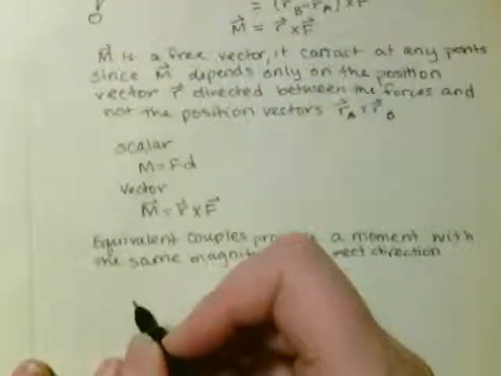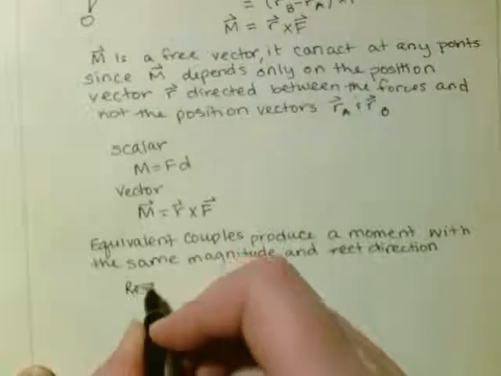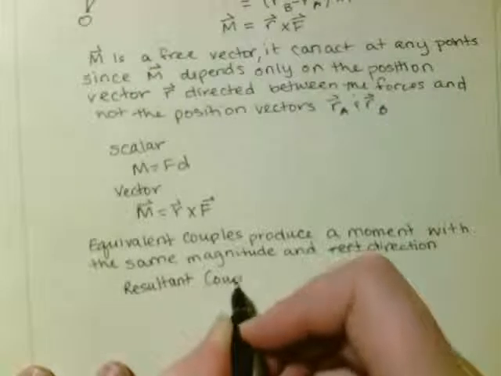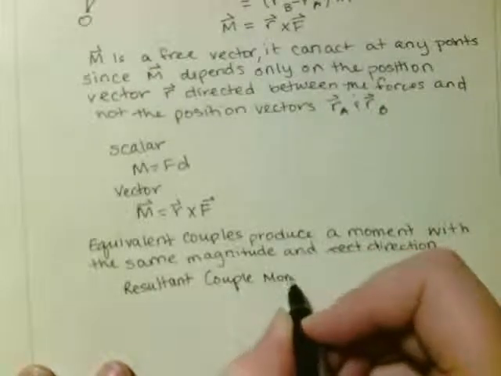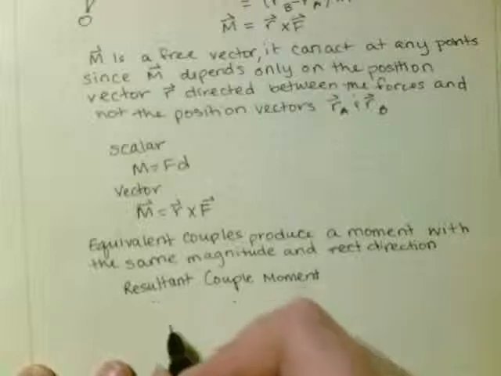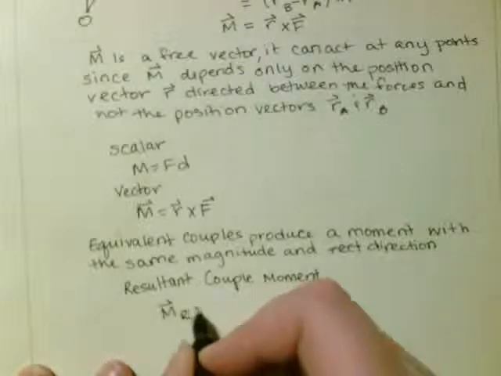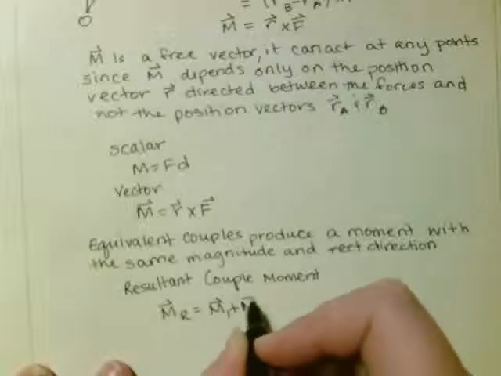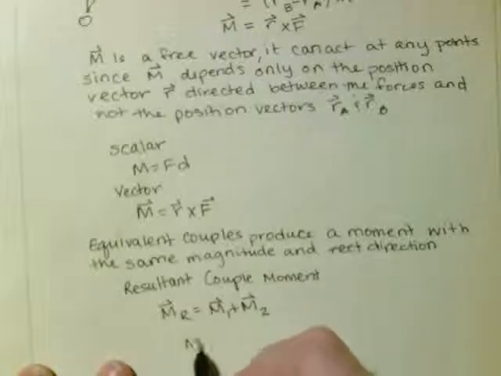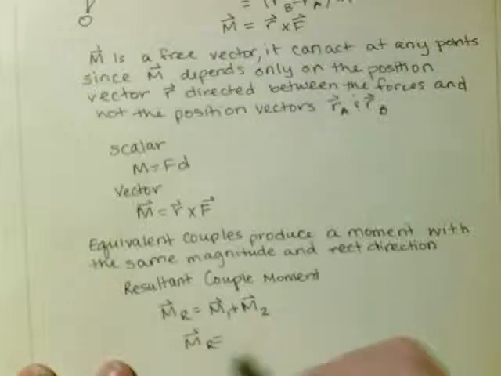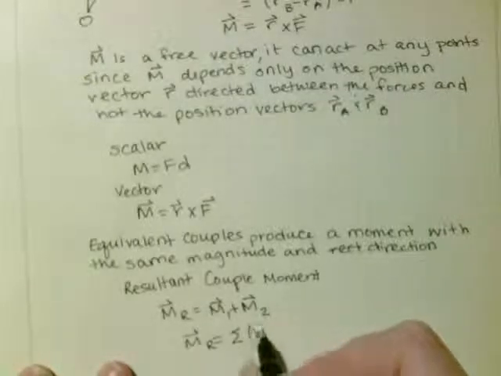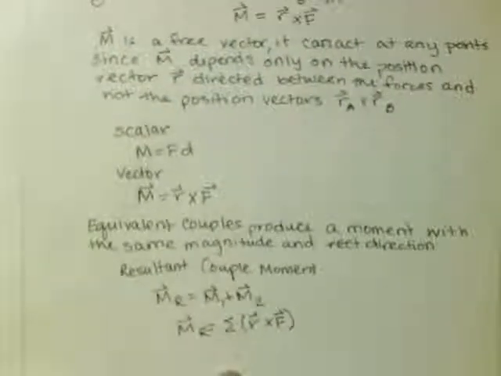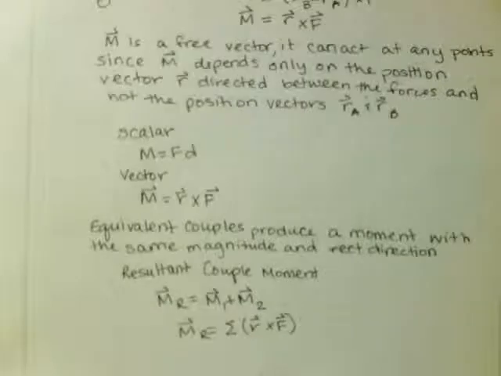And then we can find a resultant couple moment by adding each force's moments. So it's the same as any other moment. The resultant moment will be the sum of your position vector cross your force.